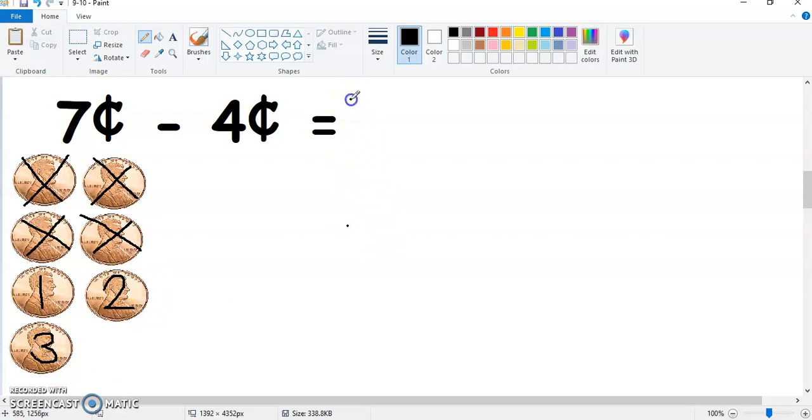So now we need to write that here. 3 cents. And remember, the cent sign, friends, is a C with a line through it. All right, so let's see. Our number sentence says that we started with 7, we took away 4, and we have 3 left over. So when we read that, we would say 7 cents minus, or take away, 4 cents equals 3 cents left over. All right? Hope you guys see that.